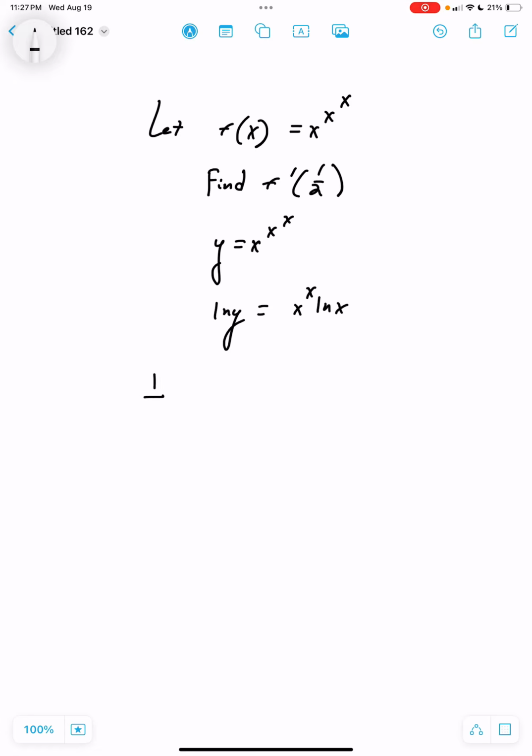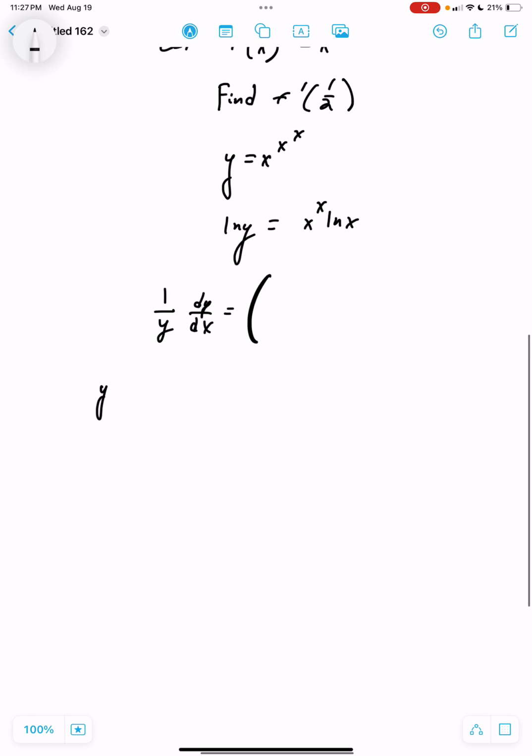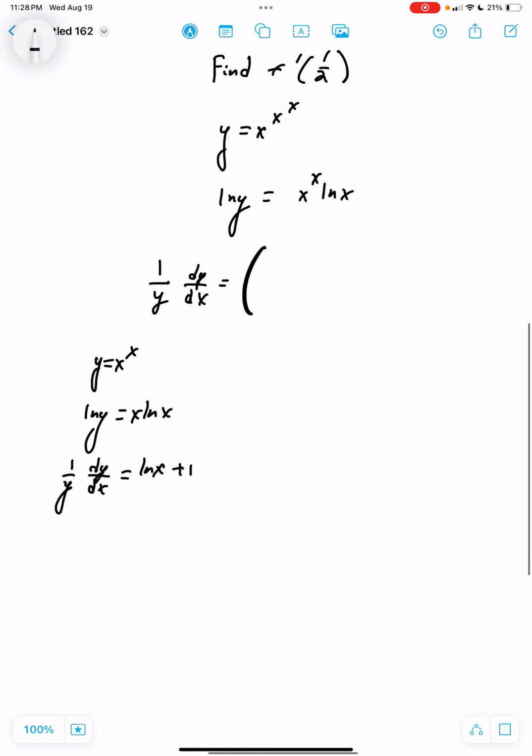So I get 1 over y dy dx is equal to the derivative of the first. So we have to calculate the derivative of x to the x. Well, I'm going to let y equal x to the x and then take a ln: ln y is equal to x ln x. And then 1 over y dy dx is equal to derivative of the first times the second plus the first times the derivative of the second. So therefore, the derivative of x to the x is equal to x to the x times ln x plus 1.